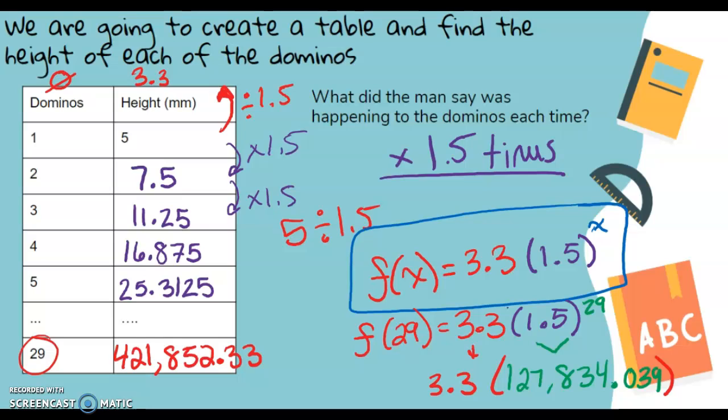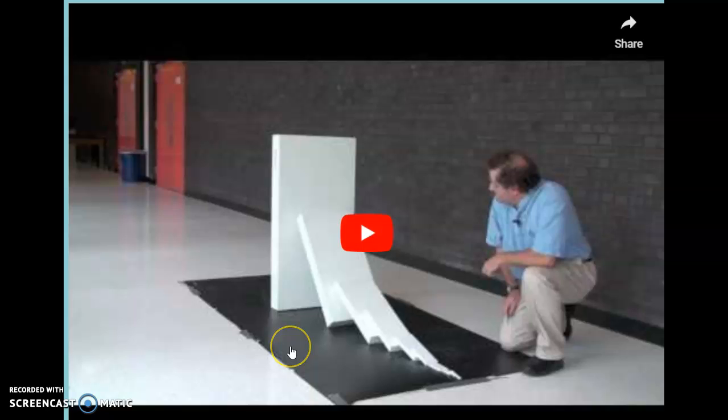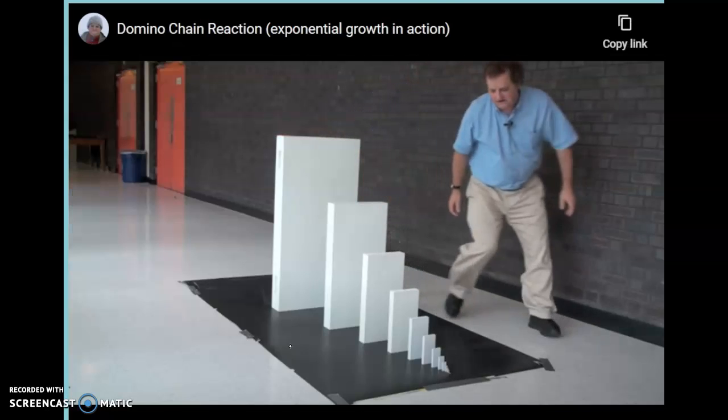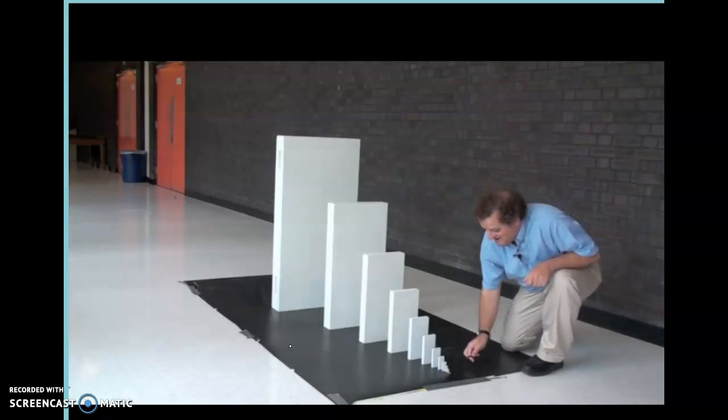Now, this doesn't sound very tall, but let's listen to our video guy. We'll call him Steve. I don't know what his name is, but we'll call him Steve. Let's see what he has to say about these 29 dominoes, what their height is, and how high this would be, 421,852.33. Let's see what he has to say. Ready?